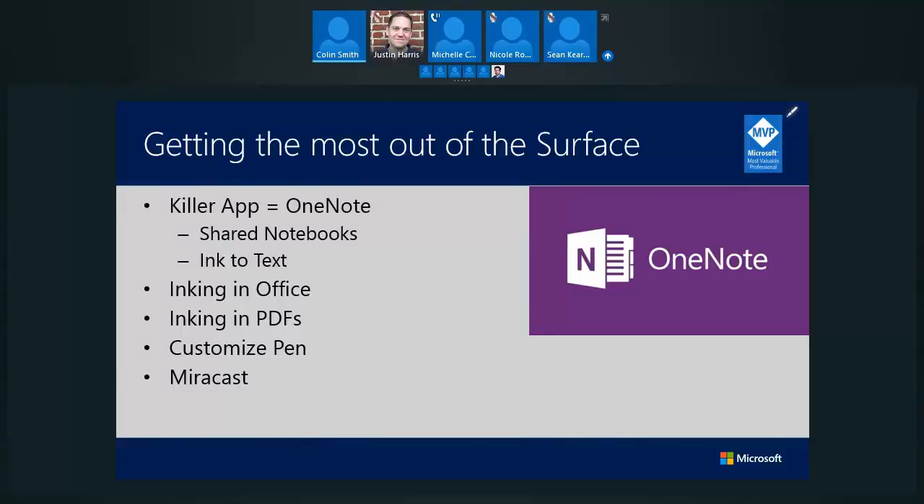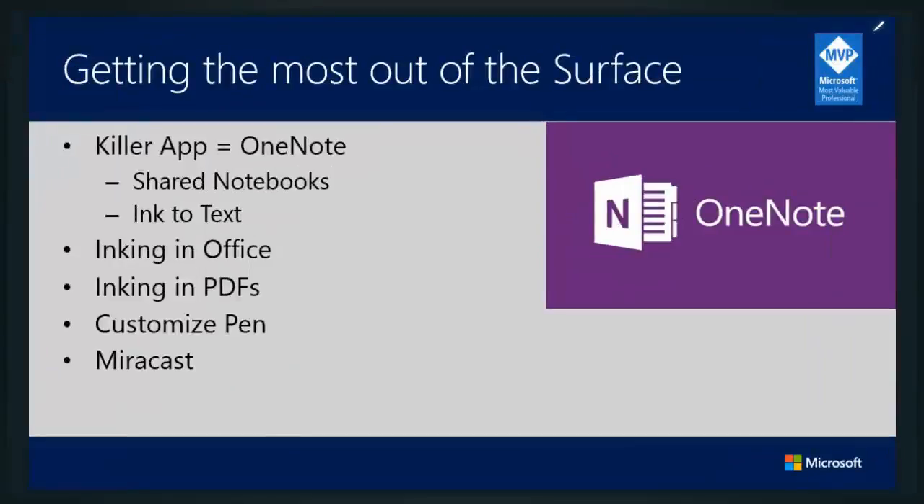So we talked about OneNote being the killer app. Getting your users using that, being more productive, can definitely help you out. We looked at inking in Office, inking in PDFs. There's some interesting other PDF readers that allow you to do a little bit more. They're available in the Windows Store. Talk about customizing the pen, and the other killer app or killer functionality for me, at any rate, is Miracast.